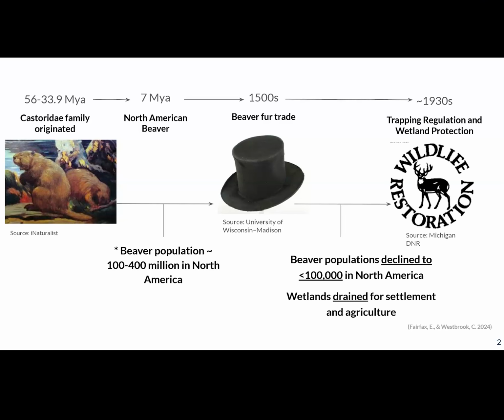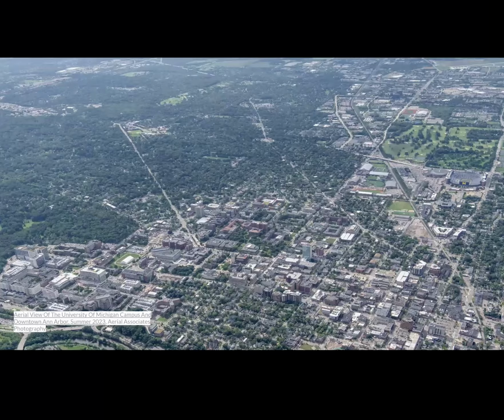It wasn't until the 1930s that we saw any sort of regulation on this trapping, any sort of wetland protection coming into play. And so now we have this landscape that is drastically altered. Humans actually settled in this part of Michigan because of this really rich soil as a result of this beaver activity and the wetlands that had been there. So we have this rich soil and we start farming it and we all settle here. And now the landscape looks like this, just entirely covered in human infrastructure.